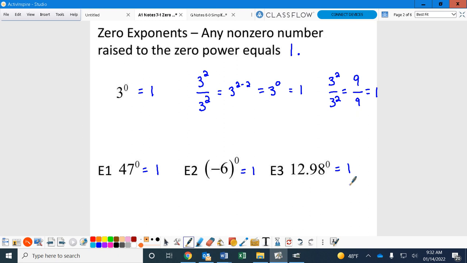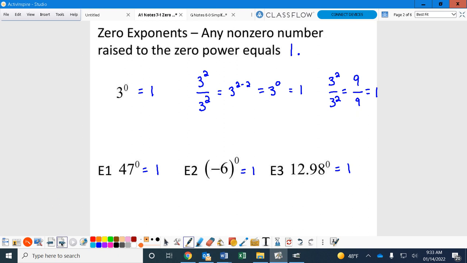Alright. Questions, concerns, anything before we move on? That's just a straightforward rule. You got to know it. That's all there is. Okay. Again, rule-based chapter. That's one of the rules. That's the first one you should have down. Anything raised to the 0 power is 1.